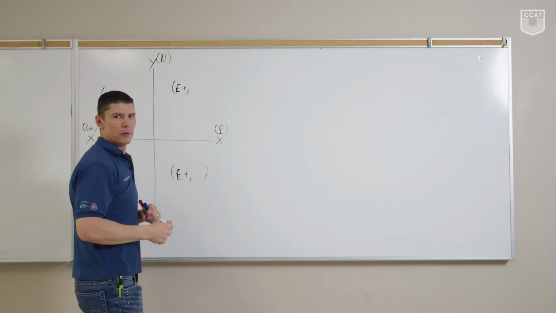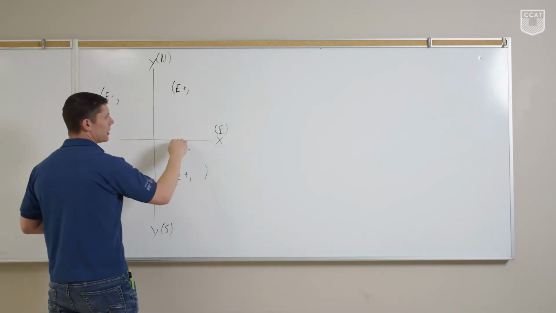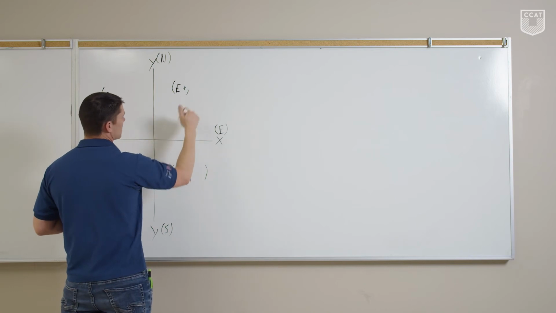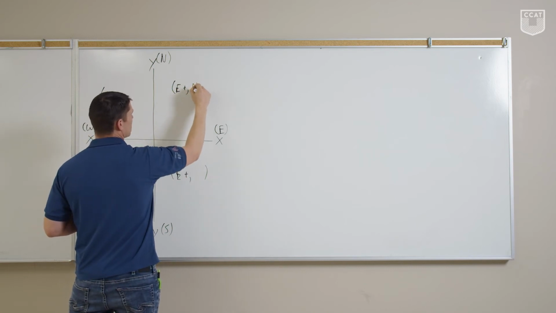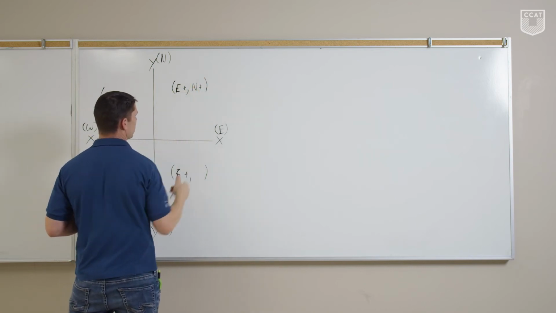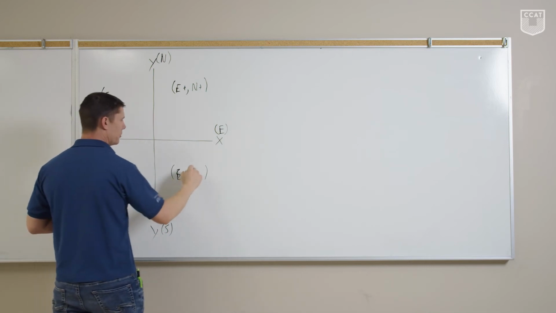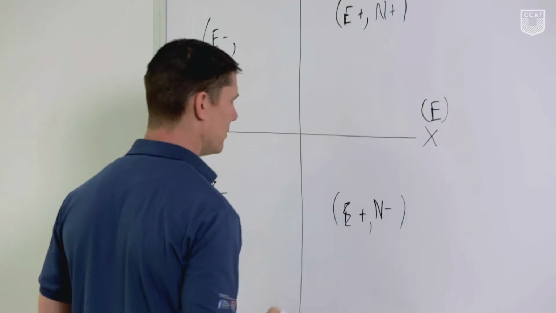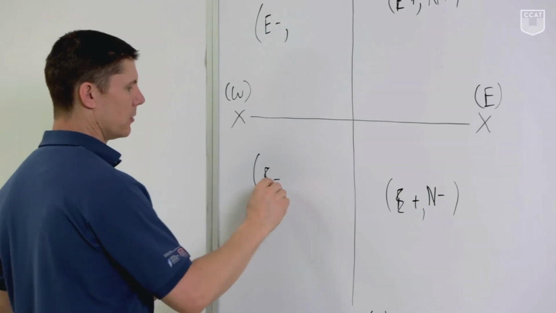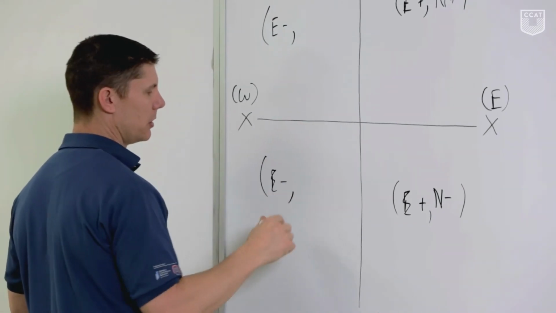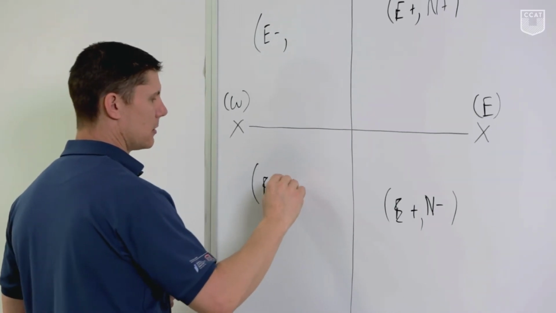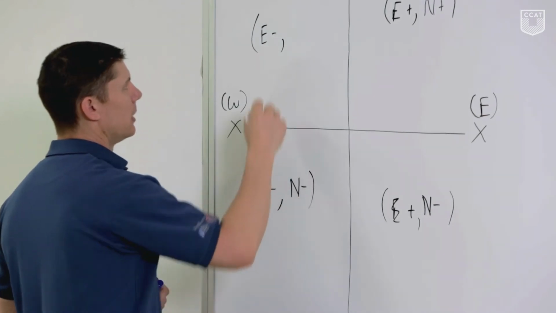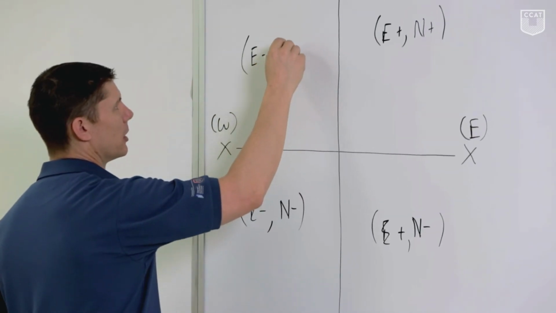Okay, so when we're talking about the north coordinates, anything above the east and west axis is going to be positive. So our north up here would be positive. Anything below would be negative. So our north down here would be negative. Okay, same thing goes on this side here. If we're below the x-axis, we're going to be negative. And on the top here, we're going to be positive.